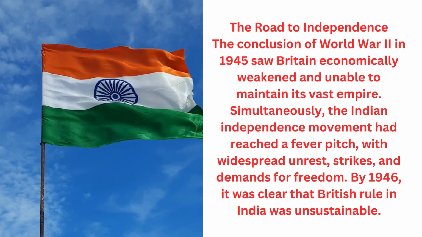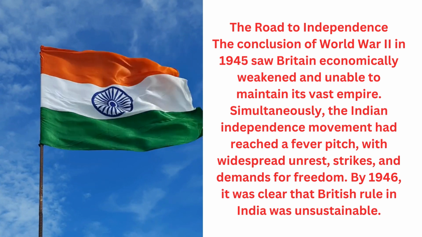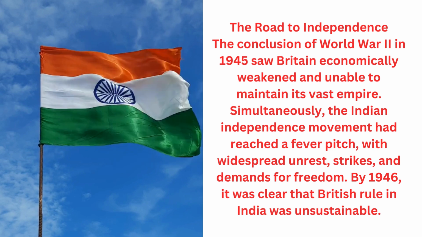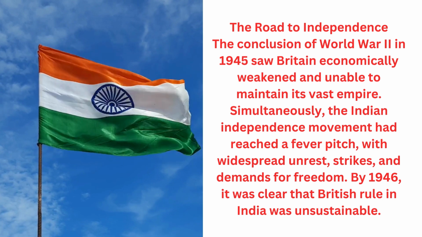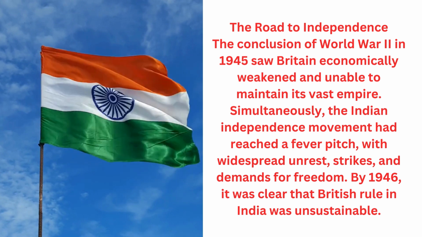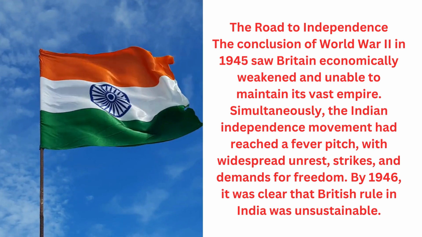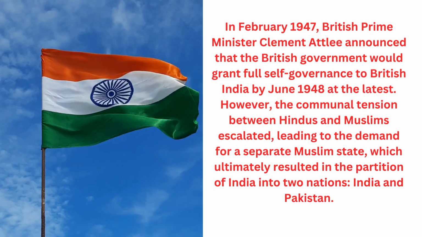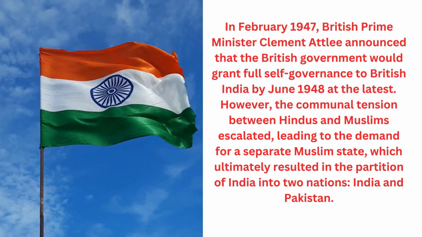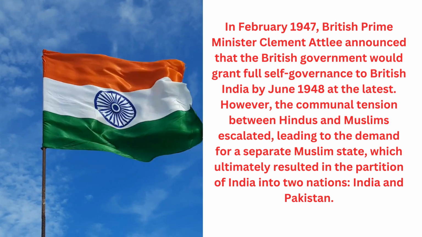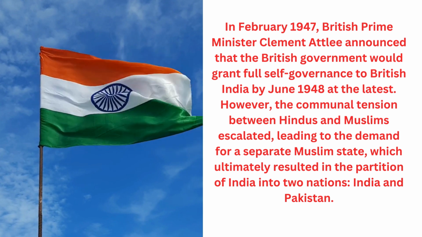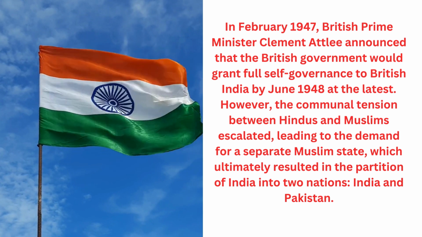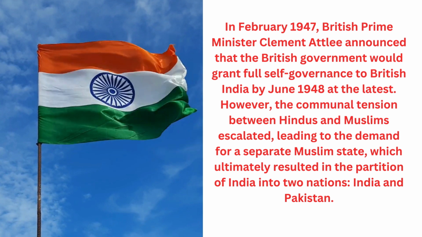Simultaneously, the Indian independence movement had reached a fever pitch, with widespread unrest, strikes, and demands for freedom. By 1946, it was clear that British rule in India was unsustainable. In February 1947, British Prime Minister Clement Attlee announced that the British government would grant full self-governance to British India by June 1948 at the latest.